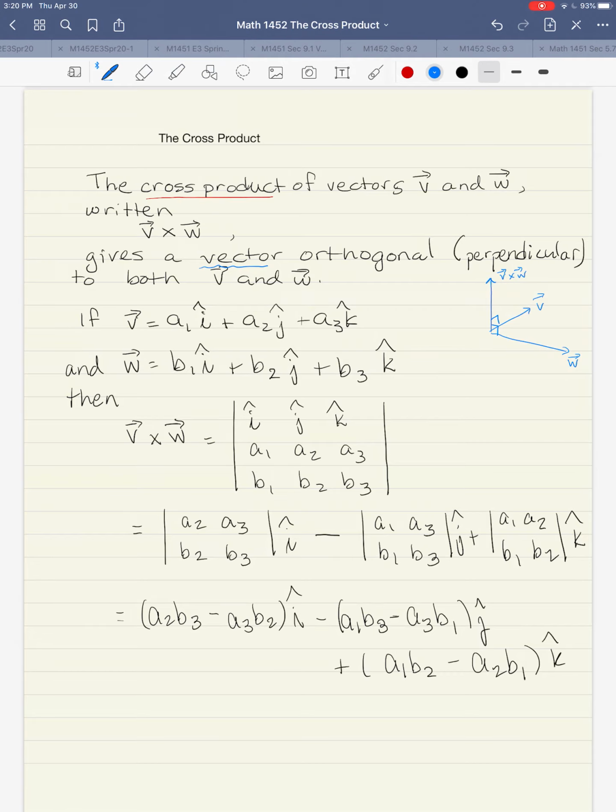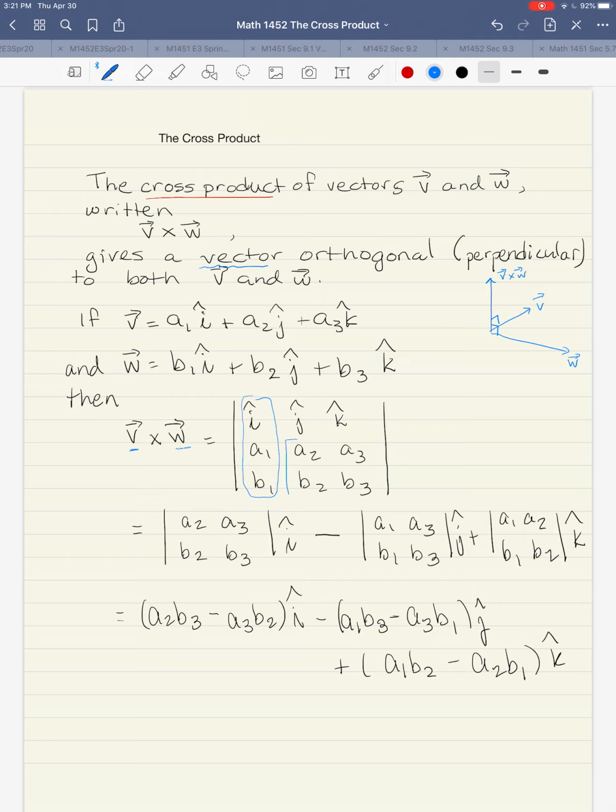The way we compute a cross product is to write it as a 3x3 determinant, where the first row is the unit basis vectors i, j, and k. The second row are the components of vector v, or the first vector written in the cross product notation. And the third row are the components of the vector w, the second vector in the cross product notation. And I'll compute this 3x3 determinant by expanding it in terms of 2x2 determinants.